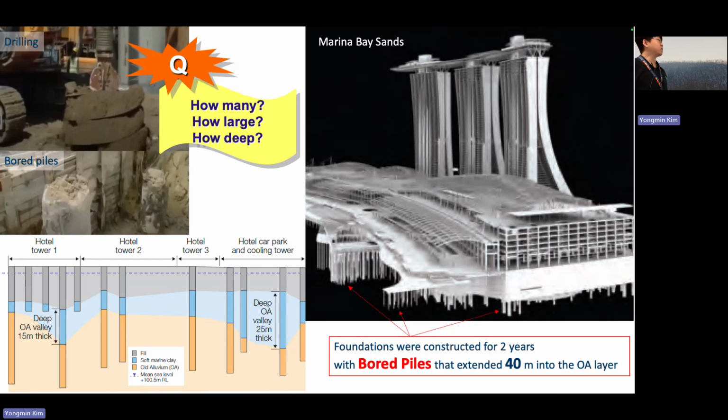Do you know how many piles there are underneath the Marina Bay Sands? And how large it is, how deep? Of course, according to our soil profile, soil investigation reports, and design loads, we calculate the size of the pile and the number of piles.